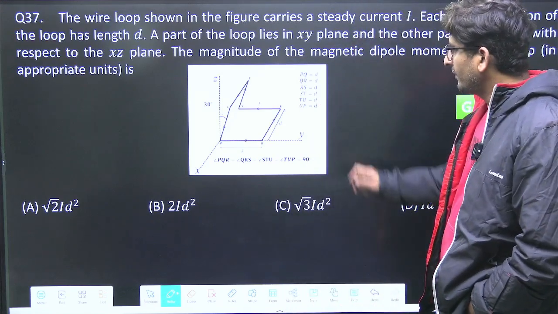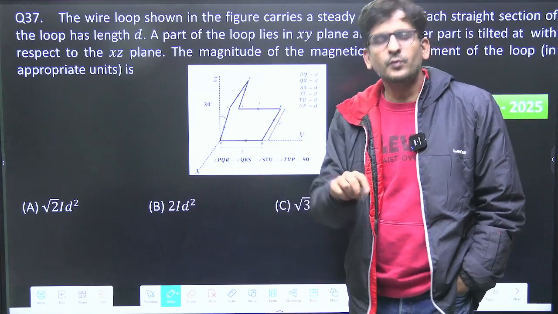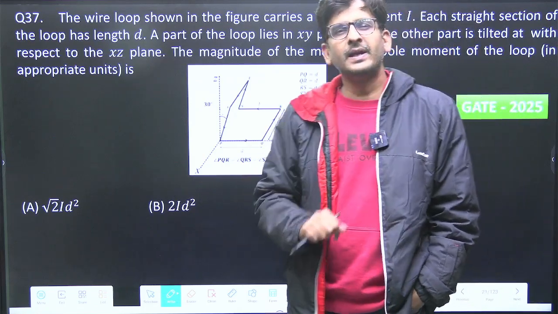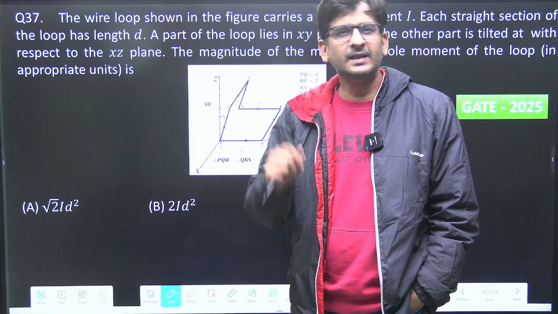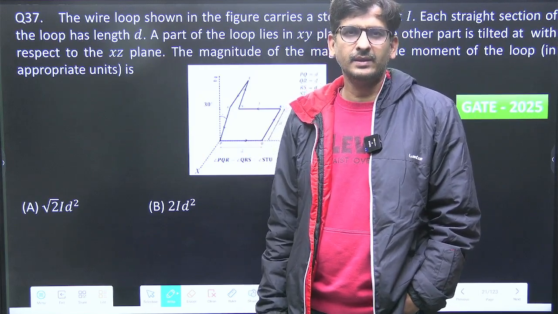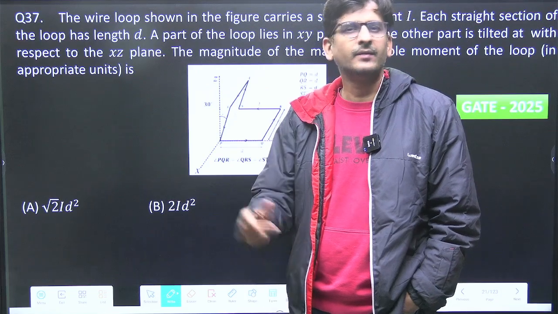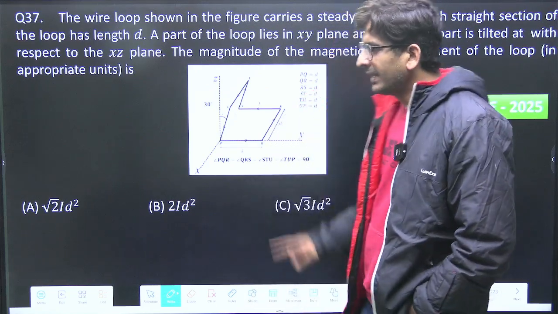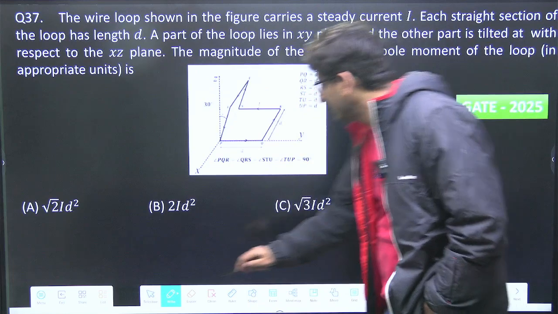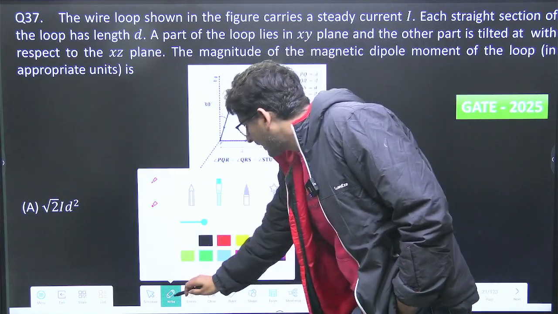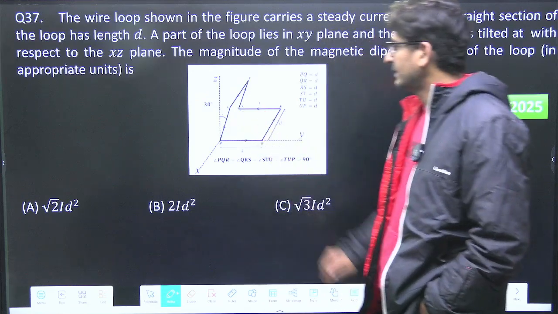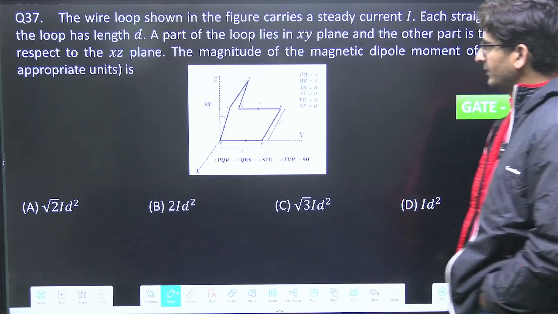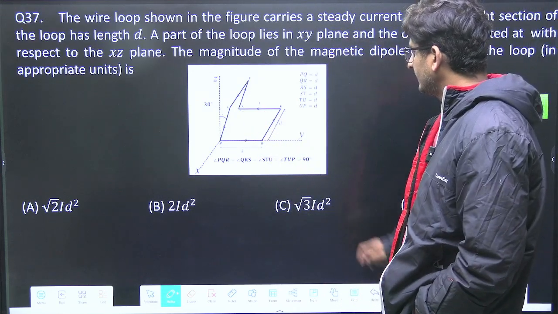So if there are two loops, their dipole moments are m1 and m2, we can easily calculate the net magnetic moment by the vector rules. But here in this case the problem is that there is no current at this place.